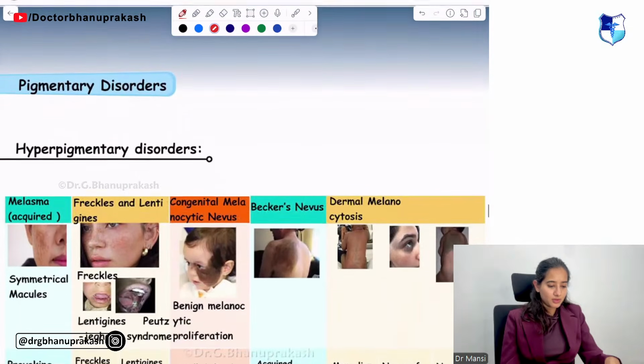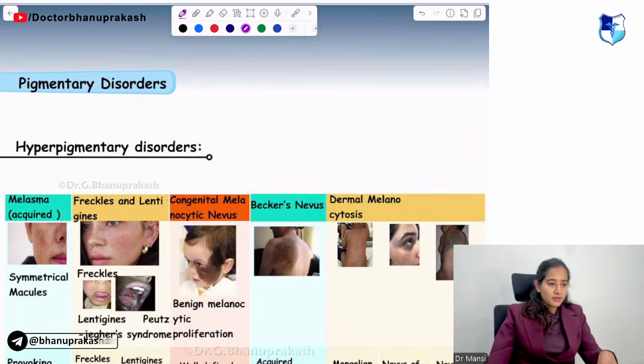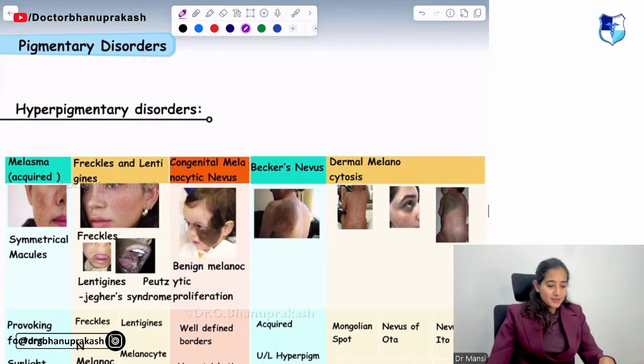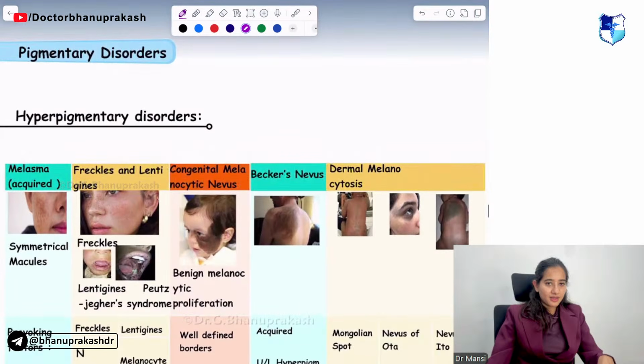Then we move to the pigmentary disorder. I hope everyone is doing great as of now. So let us try to wrap up. Can I increase the speed of the session?